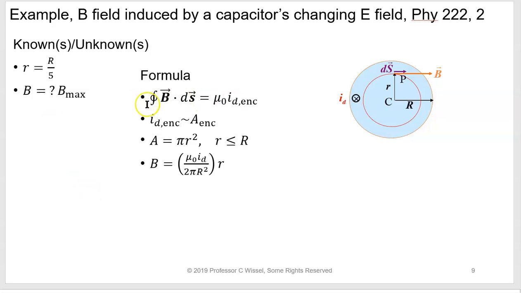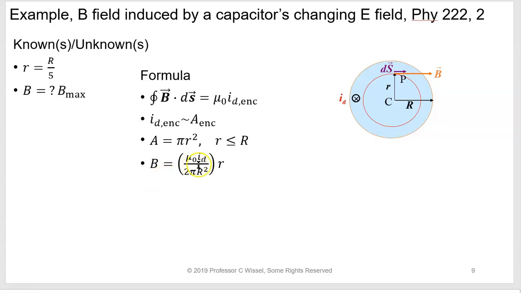The formula is the integral of B dot ds equals mu naught I_D enclosed. And I_D enclosed is basically proportional to the area that's enclosed because it's a uniform field. The bigger the area you enclose, as long as you're between the plates, and we're not talking about outside the plates, just between the plates. So it's proportional to the area enclosed, and the area is just pi times little r squared. That's for inside the plates.